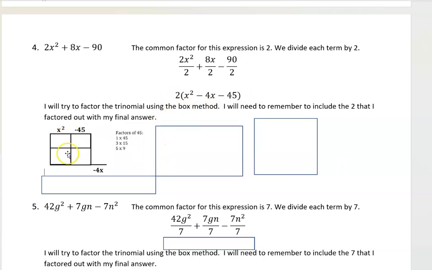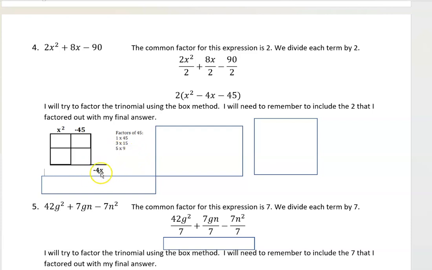So for the box method, you make 4 boxes. Your first term, x squared, goes over the first column. I have 2 videos on the box method that you can watch if you don't know how to use it. This is really not a video about how to use the box method, but I am using it. So I have -45 that goes here, and my middle term goes down below. I know this is going to be x times x. There's no other way to multiply 2 things to get x squared. But these 2 boxes need to multiply to be -45. And the factors of 45 are 1 times 45, 3 times 15, and 5 times 9.